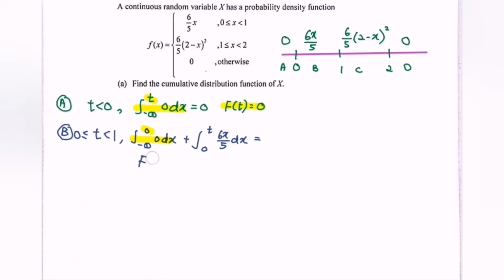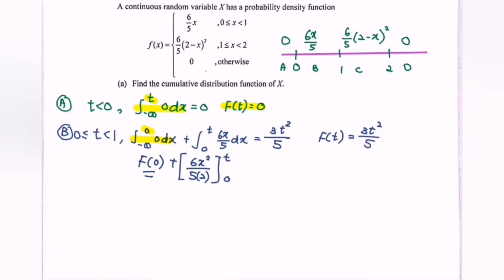So here we have f of 0 plus integrate the situation. So we will have 6x squared over 5 multiplied with 2, with the limit t and 0. So in here, as we all know, it is equal to 0, so we can ignore that. Focus on the right hand side where we will have 3t squared over 5. Substitute the 0, so we will have 0. So it means that f of t for this part will be 3t squared over 5. So that is part B.